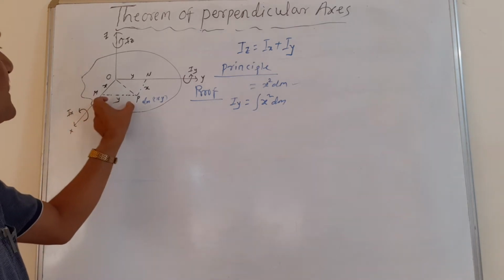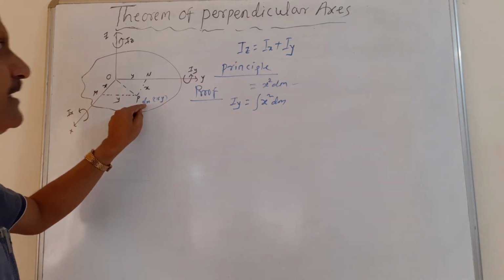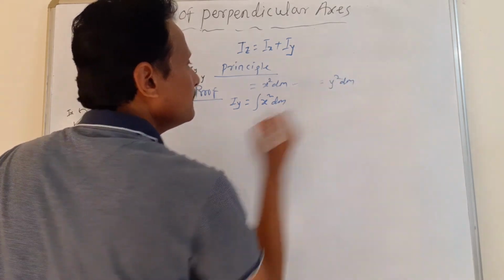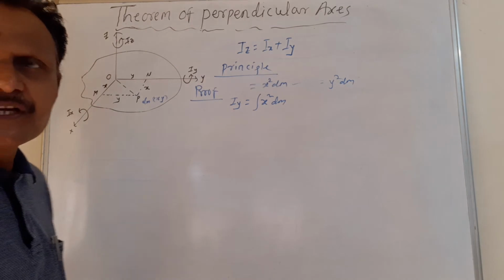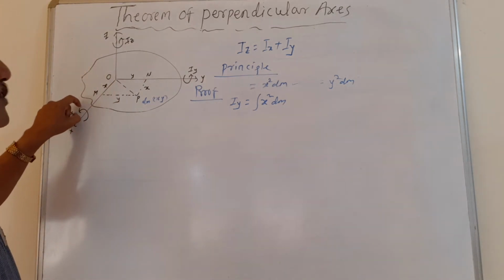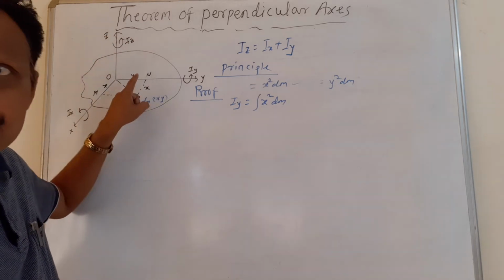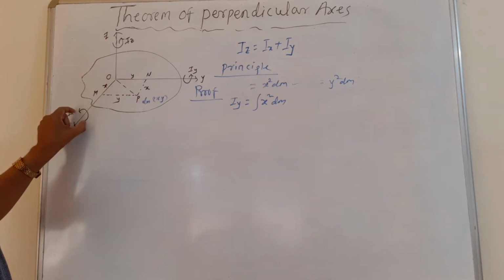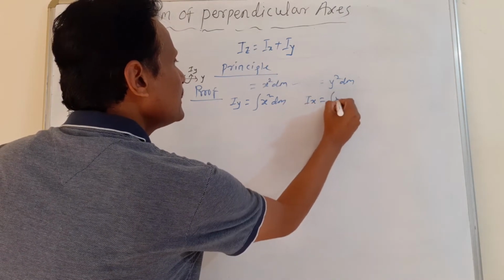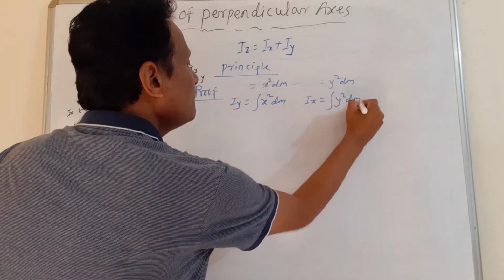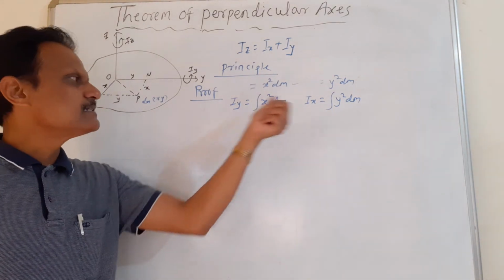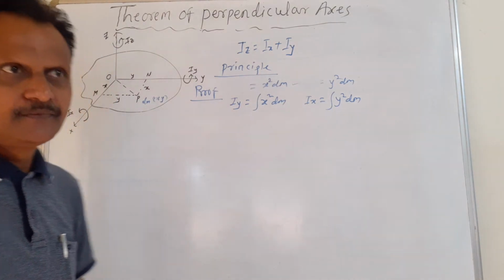So this distance is y and mass is dm. So therefore it is y square dm. This is the moment of inertia of the element about a x-axis. So now moment of inertia of the plane lamina about a x-axis is Ix is equal to integration of y square dm. This is about y-axis, this is about x-axis.